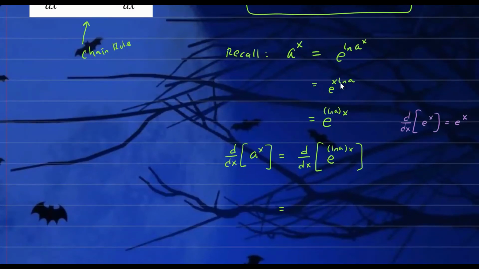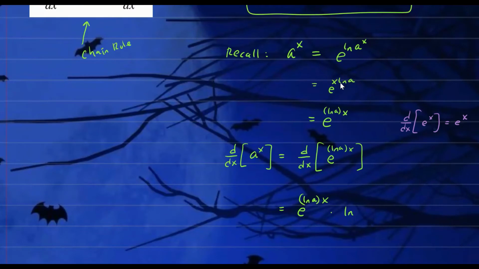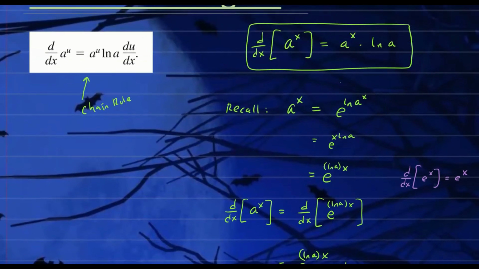The derivative of e to a function is simply e to that function, ln of a times x, but times the derivative of this function right here. The derivative of ln of a times x is simply ln of a. And rewriting this portion, we know that is exactly the same as a to the x. So I can replace that, and this simply gives me a to the x times ln of a. That's the derivative of a to the x, as we wrote earlier in this video.